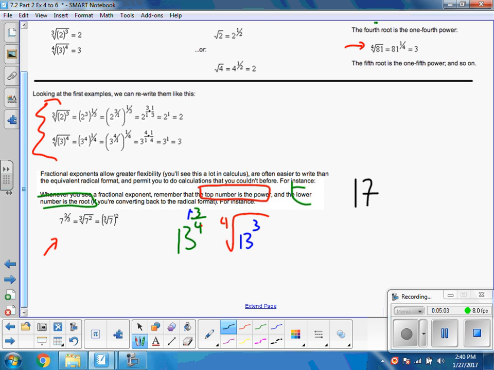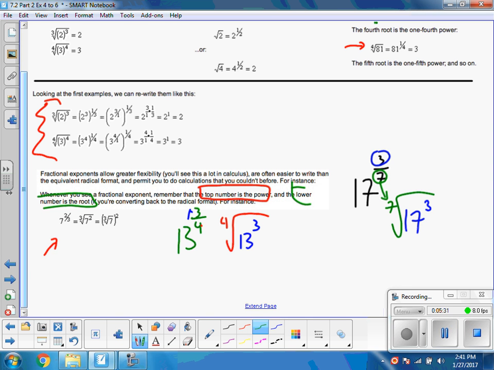So 17 to the 3/7. Okay, so this is the power. So it's 17 to the third. And then right here ends up being my index. So it's my root. Okay, so it's the 7th root of 17 to the third power. Yeah, I know that's a mouthful, but it's some things that I want you to keep an eye on.